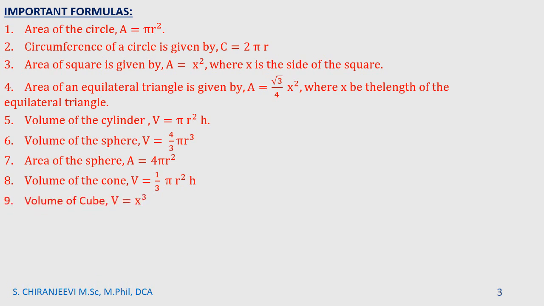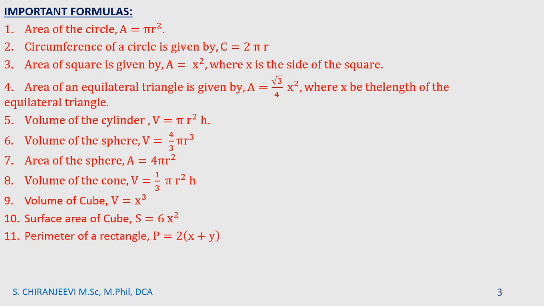Ninth one, volume of cube V equal to x cube. Tenth one, surface area of cube S equal to 6x square. 11th one, perimeter of a rectangle capital P equal to 2 times of x plus y. 12th one, area of the rectangle capital A equal to x into y.